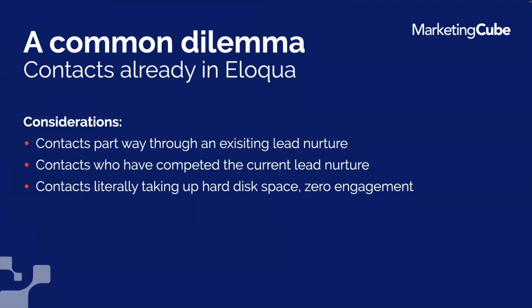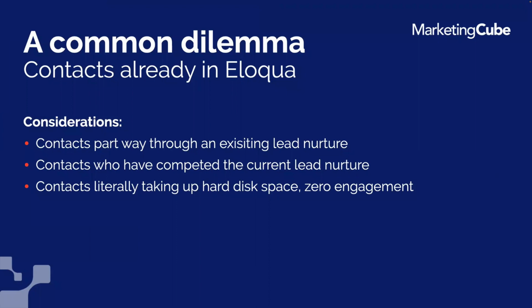Some common dilemmas that we find that people have here, and some considerations to think about, is for those contacts who are already in Eloqua. Okay, so if they're partway through an existing lead nurture, we need to make a decision as to what do we do. Do we close off the current nurture program and just let those people who are already in it flow through, so let them complete that experience? Or do we simply deactivate that campaign and look at moving those people lock, stock, and barrel over to the new lead nurture campaign? Just needs to make a decision, that's all.